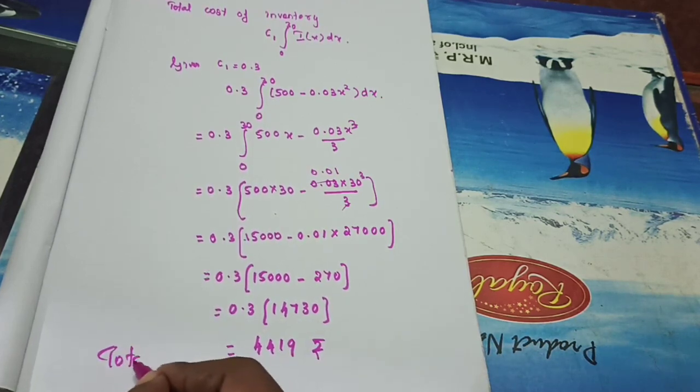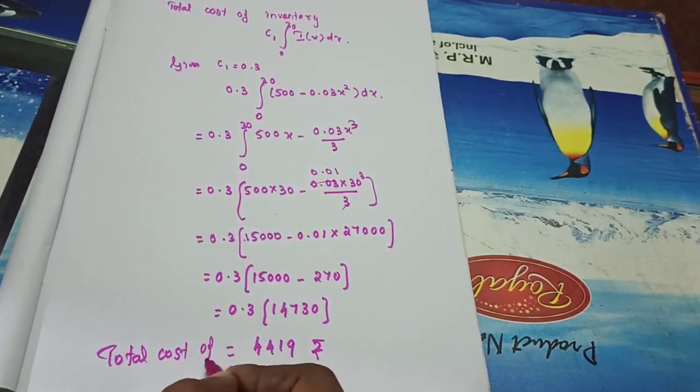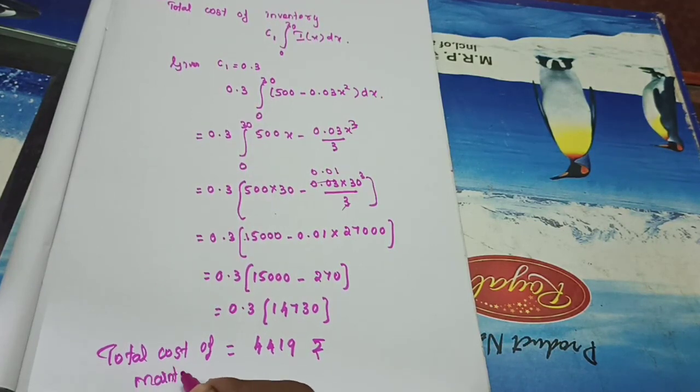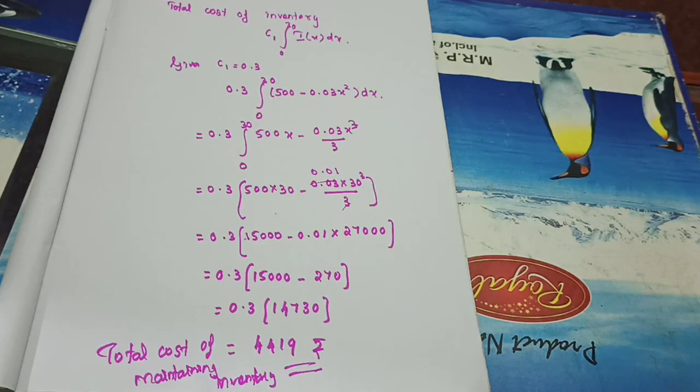What they ask: determine the total cost. That is the total cost of maintaining inventory, equal to 4419 rupees. Very easy. I just wrote the formula for finding the total cost of inventory. C1, the cost value, is given. The limit up to 30 days, that is 0 to 30. I, the value, is given. Just substitute in the formula, simplify and find the value, the total cost of maintaining the inventory. You have come down to the answer. Understand, students? Shall we move to the next question?